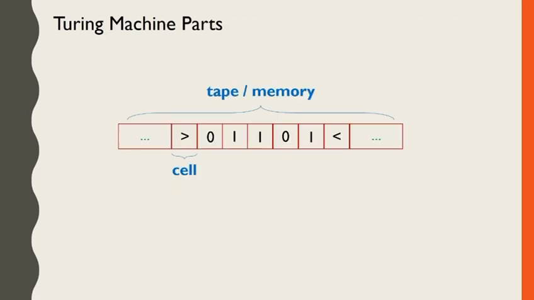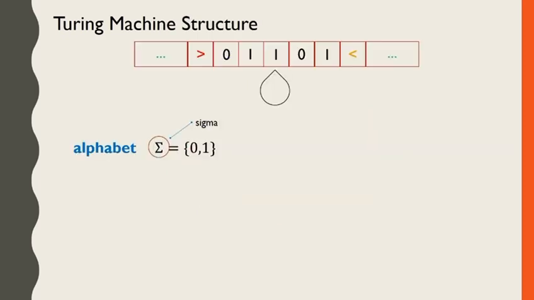Let's look at the basic parts of a Turing machine. One of the key components is a strip of tape called the tape, or memory. The tape is infinite in length and is divided into an infinite number of cells. Each cell holds a character or symbol which can be read or overwritten by the machine's read-write head.